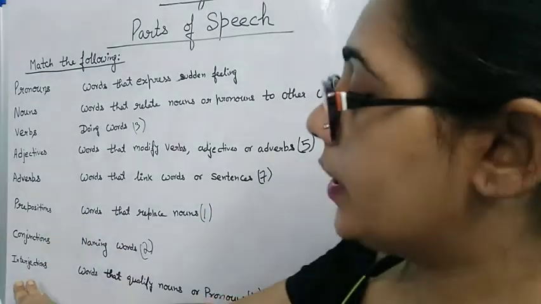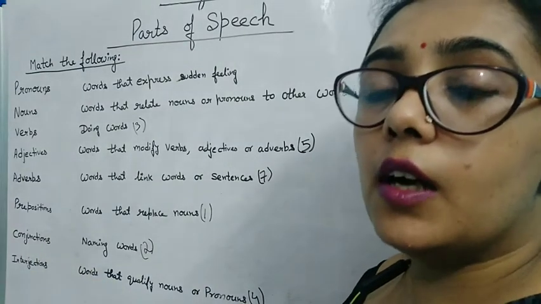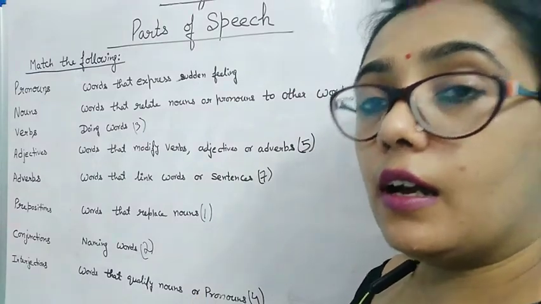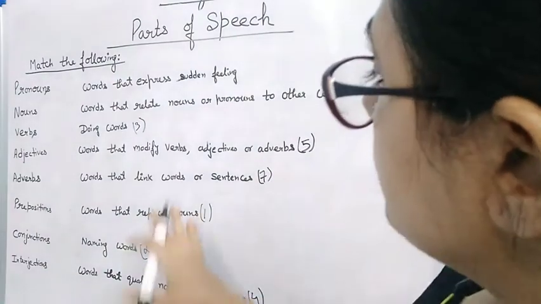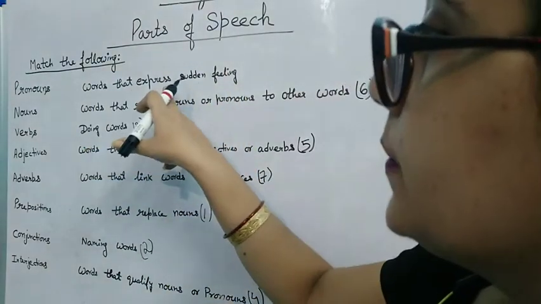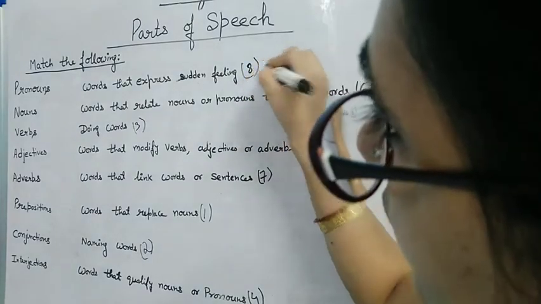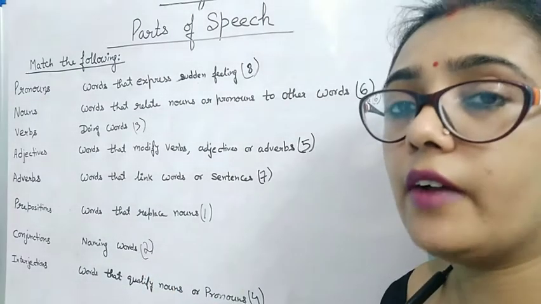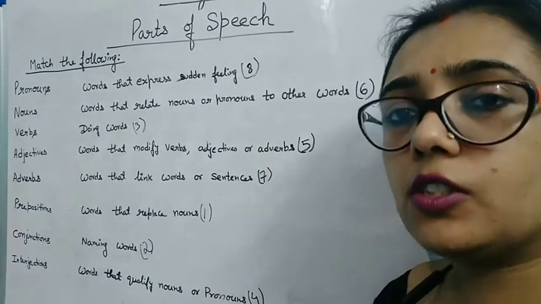Now last one, interjections. What are interjections? Interjections are the way by which we express our feeling or our sudden feeling or inner desire. So what are interjections? Only one is left: words that express sudden feeling. So by this we have done all the 8 parts of speech, and we have understood in brief what are the definitions of parts of speech.